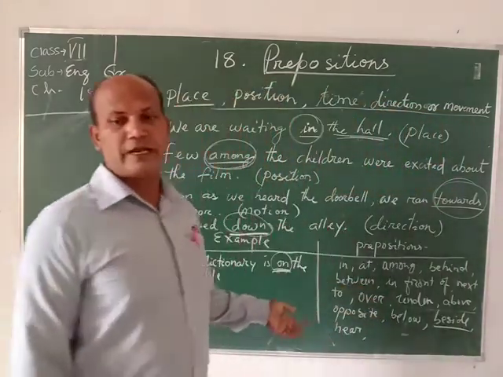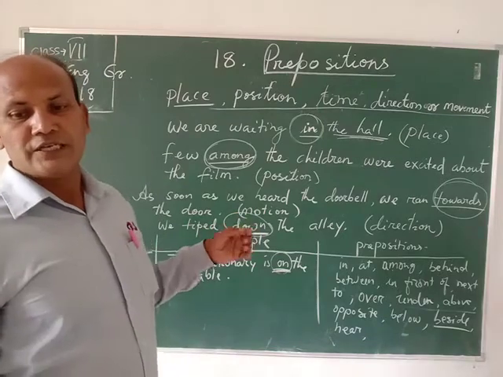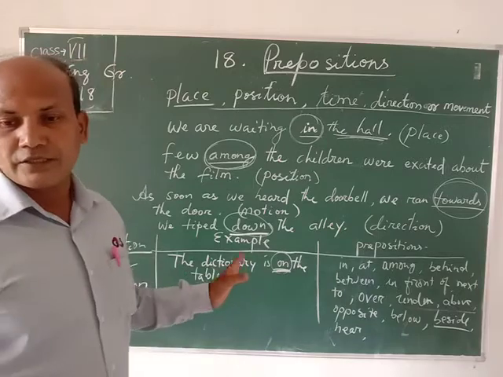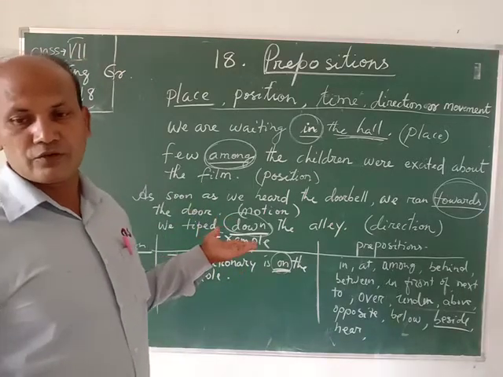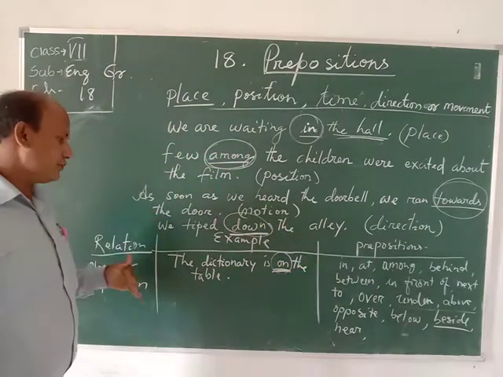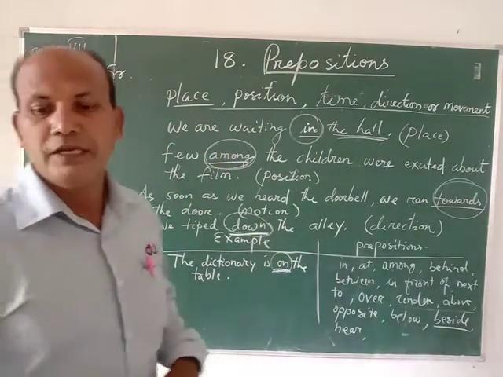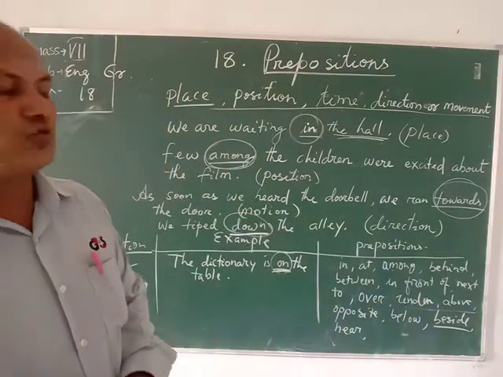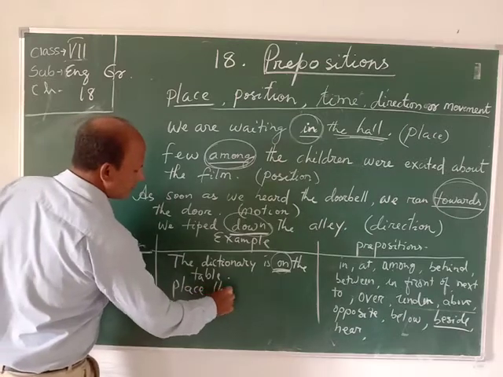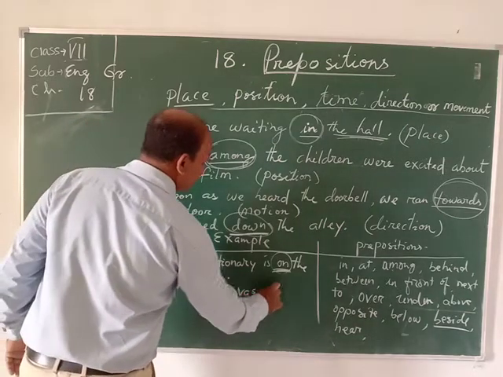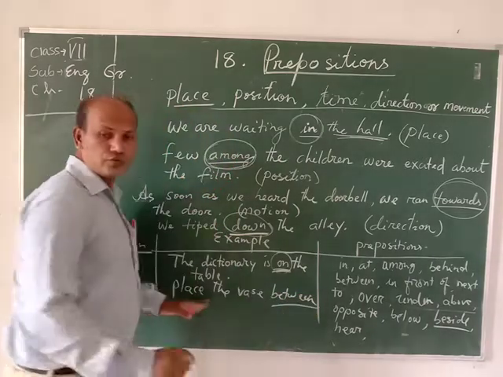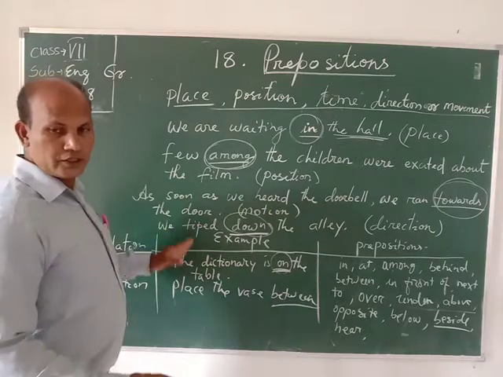I am closer to the stage than Lakshman. Position: closer to the stage. Next example: place the vase between two shelves.